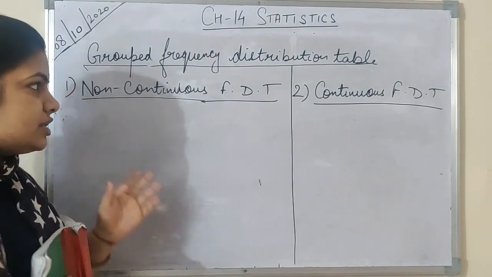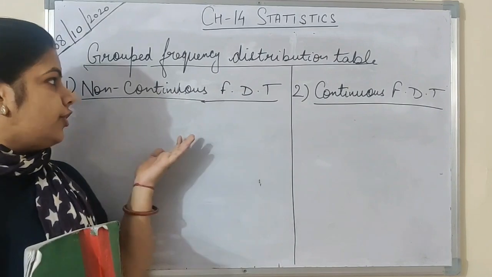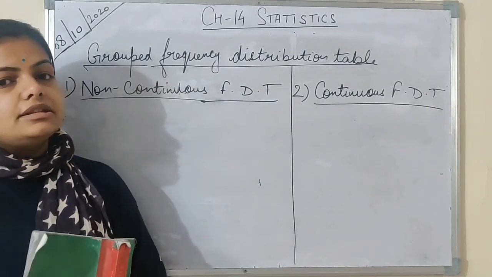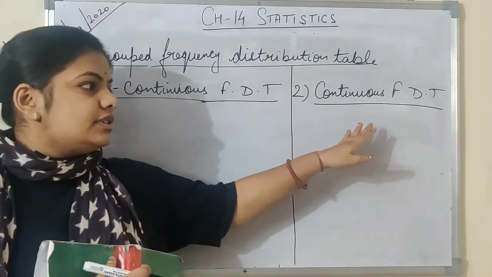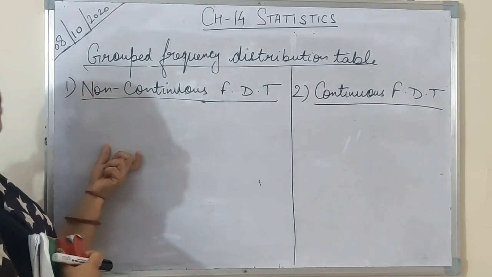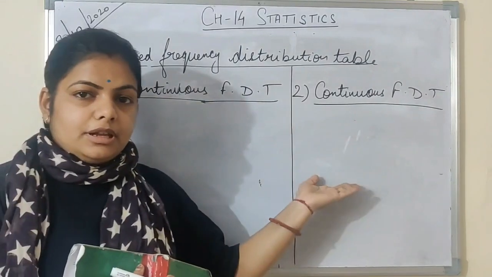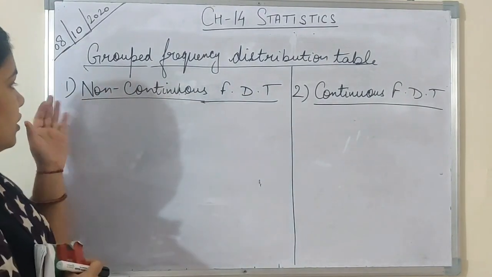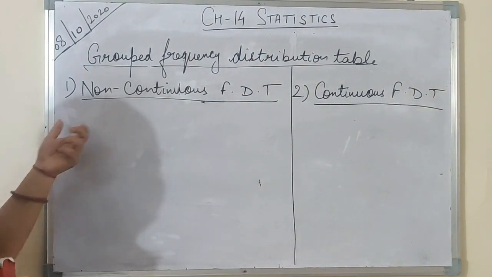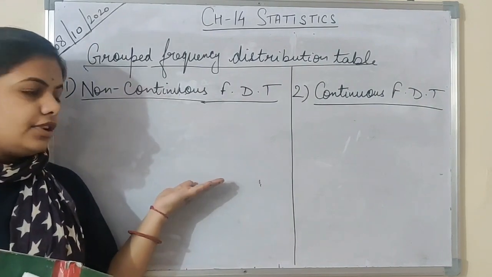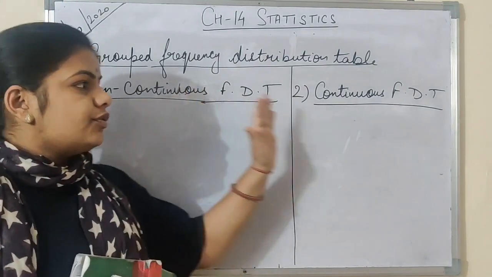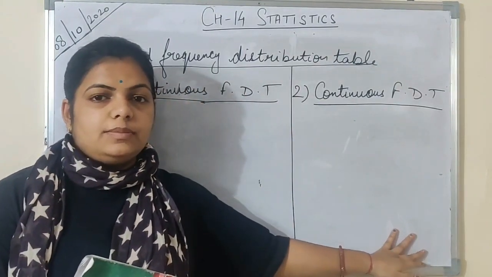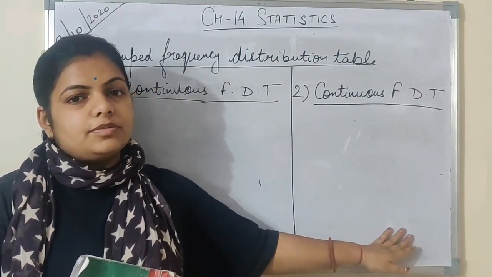As this is very much important for graphical representation, please listen carefully to how to make a continuous frequency distribution table from a non-continuous frequency distribution table. Because in some questions you will be given only a non-continuous frequency distribution table, and then from there you have to form a continuous frequency distribution table, and only then is it possible.